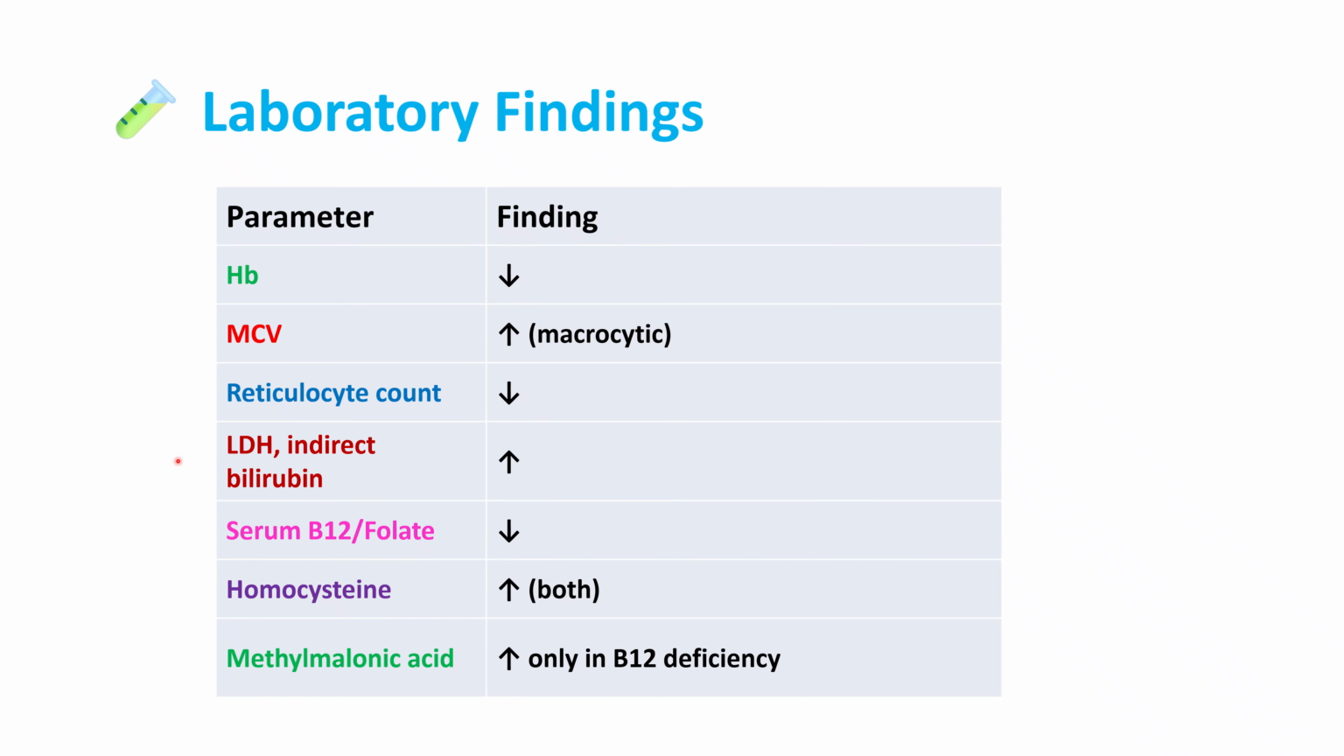To differentiate causes, both vitamin B12 and folate deficiency increase homocysteine levels, but only vitamin B12 deficiency increases methylmalonic acid. That is your biochemical differentiator, and it explains why vitamin B12 deficiency causes neurological damage, since methylmalonic acid accumulation affects myelin metabolism.